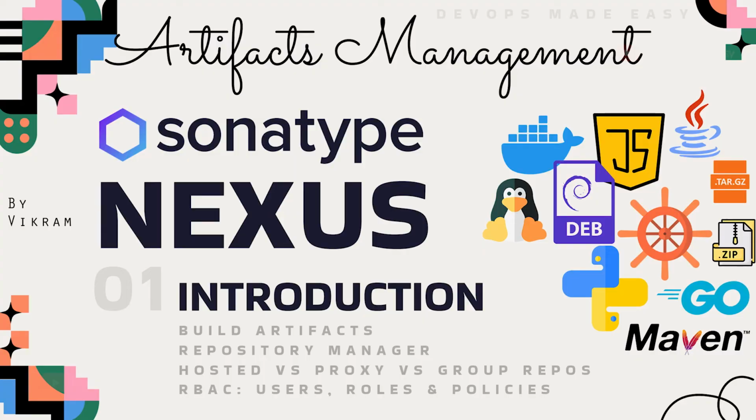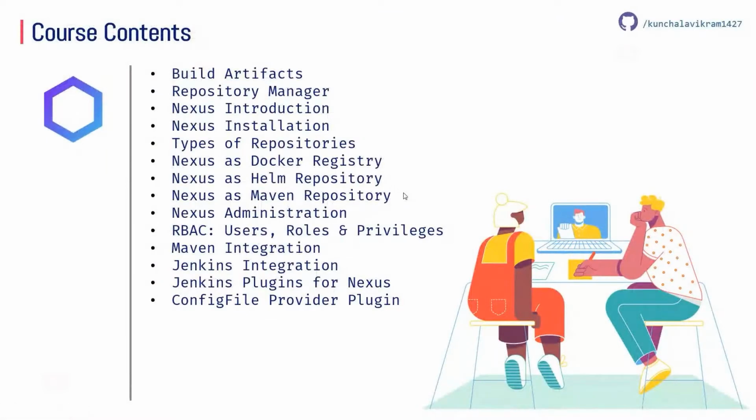So from today we are going to start with Nexus, and these are the various topics that we are going to cover. We'll understand what are build artifacts, what exactly is an artifact, what is repository manager, Nexus introduction, installation, and Nexus alternatives. Okay, so why we use Nexus and what are the various repository types supported by Nexus, and then we'll understand how to use Nexus to store your Docker images and to store your Maven artifacts and also your Helm charts. Okay, and then we do some basic Nexus administration like adding users, roles, and privileges.